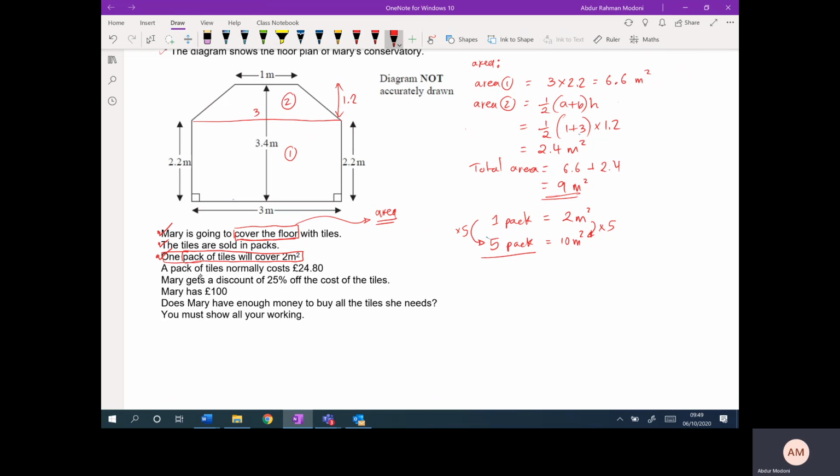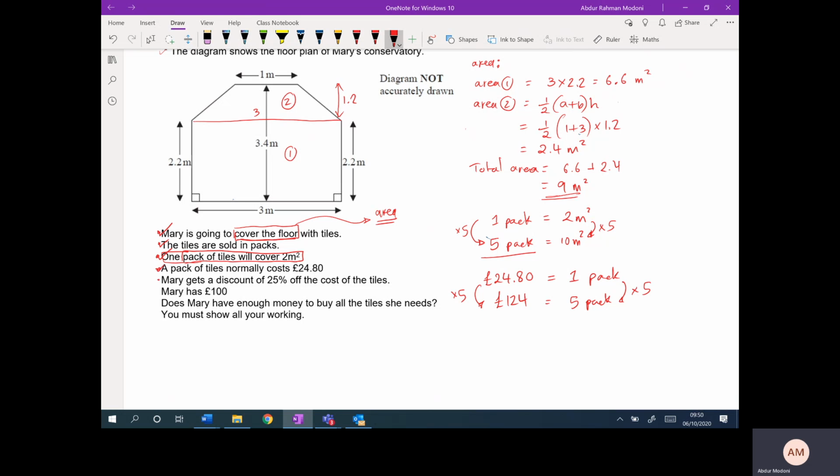Line ticked. A pack of tile normally costs £24.80. I can do some maths here. Stop there and do £24.80 is 1 pack. So I can say £24.80 is equal to 1 pack. And I want to get to 5 packs, as I had before. So I'll write down 5 packs. How do I get there? Multiplicative reasoning again, times 5, times 5. And 24.80 times 5 is £124. I've got that, tick that off.